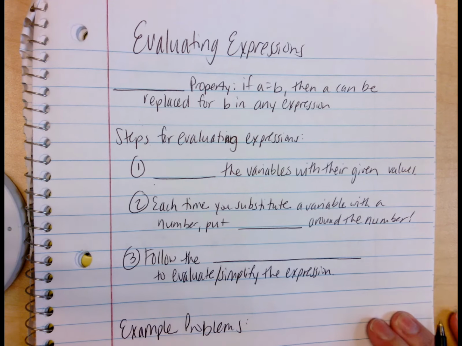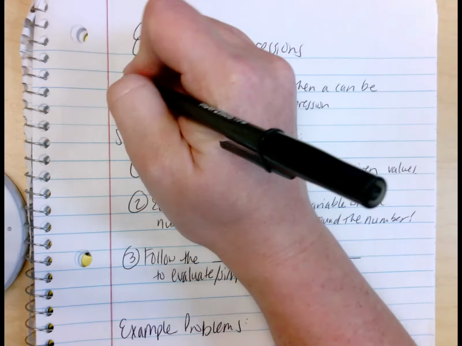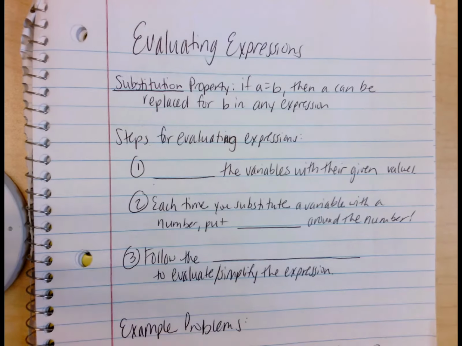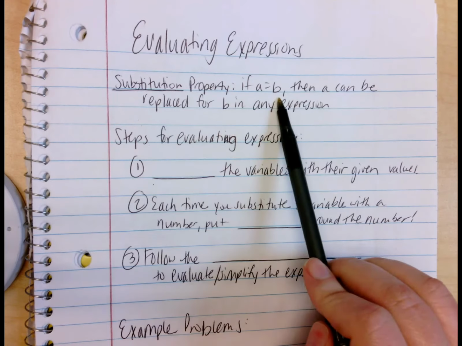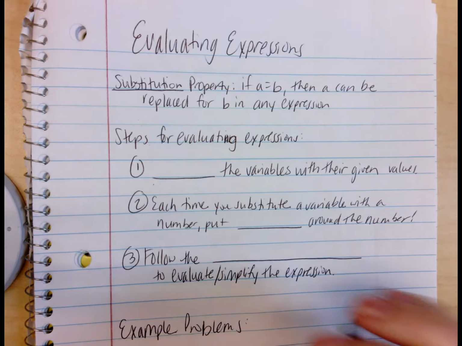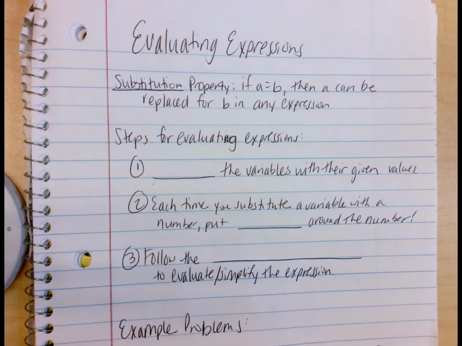So the first thing we need to know about evaluating expressions is what we call the substitution property. Okay, substitution property says this: if A equals B, then A can be replaced for B in any expression, which is pretty self-explanatory. If one thing equals another, then I can replace those back and forth. It's the same thing as synonyms that we use in English language all the time. If small and little mean the same thing, then I can replace the word small with little in any given sentence. Okay, so substitution property works the same thing with math.